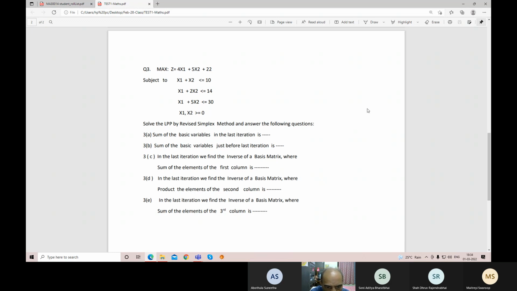In the last iteration, we find the inverse of the basis matrix where the product of the elements of the second column is asked. Something like that. And the last question is the inverse matrix where the sum of the elements of the third column is asked. It's very simple. If you find the B and B inverse, everything is done. First, second, third.